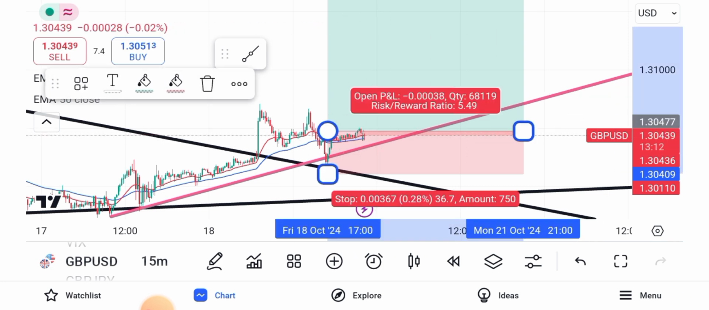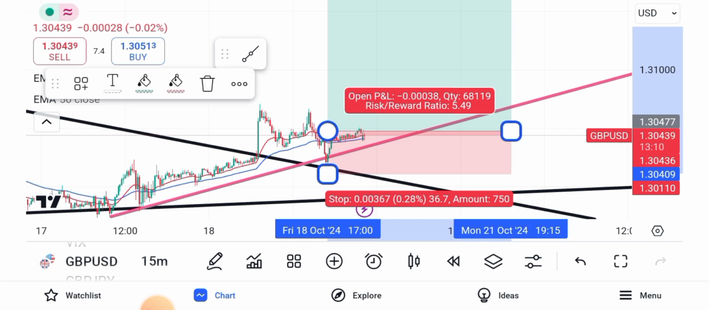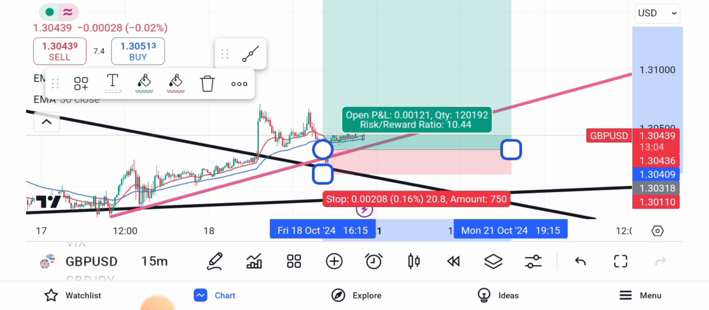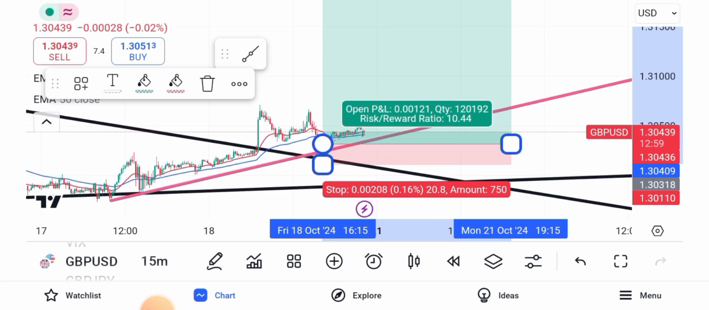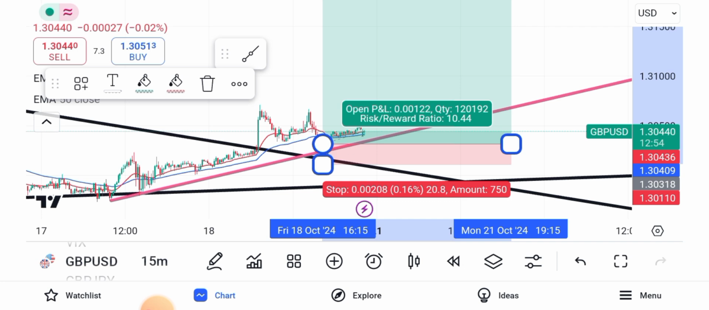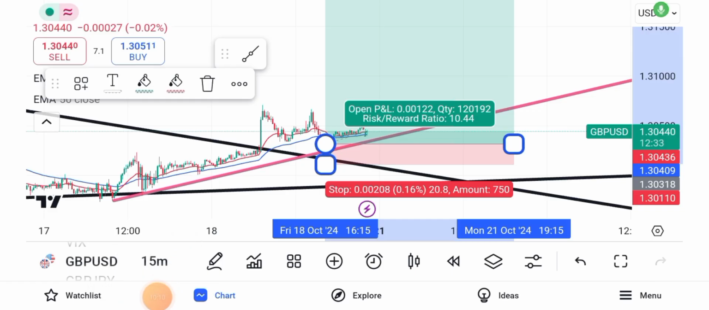Imagine having entered at around this mark right here, putting your stop loss right above there, the same place. Your risk to reward now is 10. It's a 10. So it's 1 is to 10. So if you're risking about $300, you are making $3,000. Yeah, you guys. So your entry is definitely crucial. Timing your entries is very, very important.